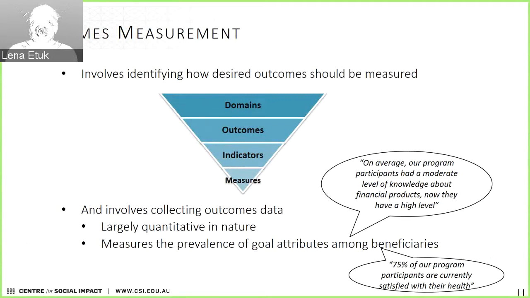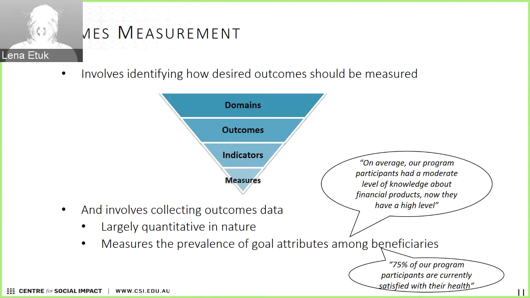So next, I want to clarify some terms around outcomes measurement. Outcomes measurement is all about identifying how you measure desired outcomes. So when we think about outcomes measurement at the Center for Social Impact, we think about this downward pyramid, this upside down triangle.